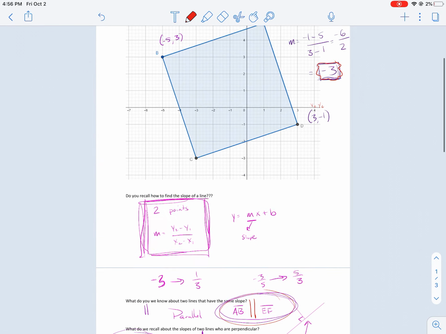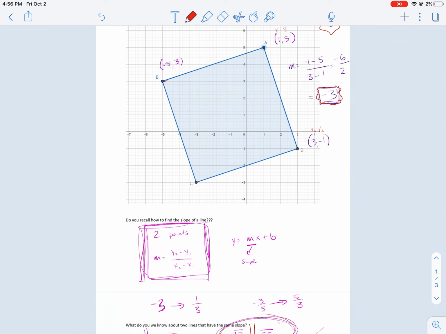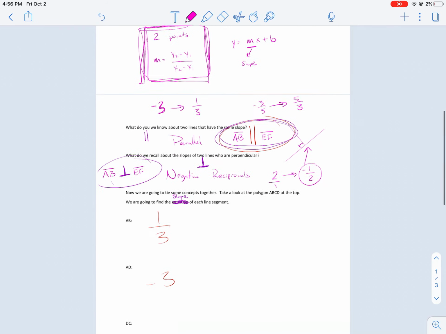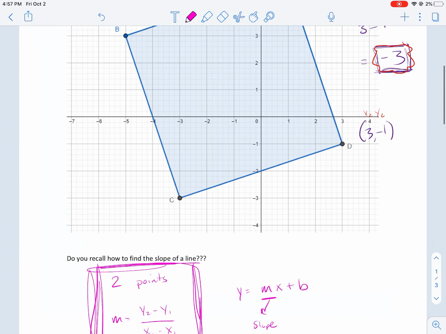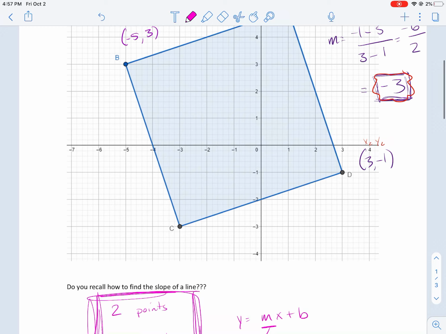Because these two lines here, AB, should be parallel with DC, and AD should be parallel with BC, okay, if this is a true square. So, let's just keep going, okay? So let's take a look at DC, all right? And here's the little trick I'm talking about, okay?